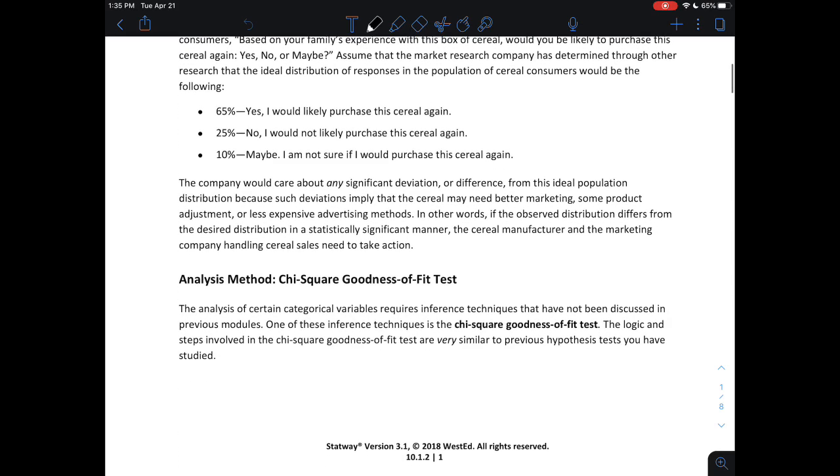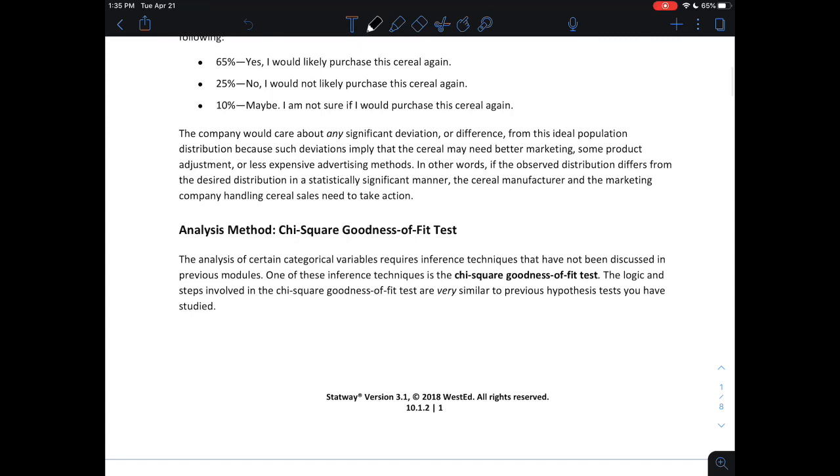So the analysis method that we look at is called the chi-square goodness of fit. You can kind of think of this phrase, goodness of fit, as how good does our observed model fit the expected model. The analysis of certain categorical variables requires inference techniques that have not been discussed in previous modules. One of these inference techniques is this chi-square goodness of fit test. The logic and steps involved in the chi-square goodness of fit test are very similar to previous hypothesis tests that you have studied.